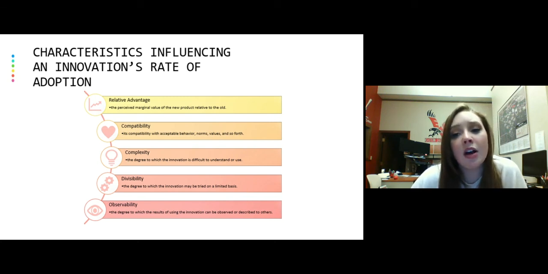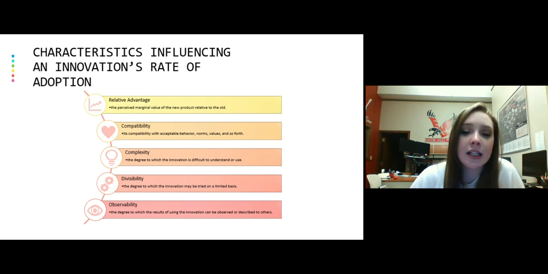And lastly, we have observability, and that's the degree to which the results of using the innovation can be observed and described to others. Is it easy to describe how to use a phone? Is it easy to describe without having a phone in your hand? And I think where we are now in society, that's true. I could sit here and show you how to use a calculator or flashlight or add and delete apps on your phone, but I could also tell you that without having a phone in my hand, knowing that you have background knowledge on what a phone is and looks like.